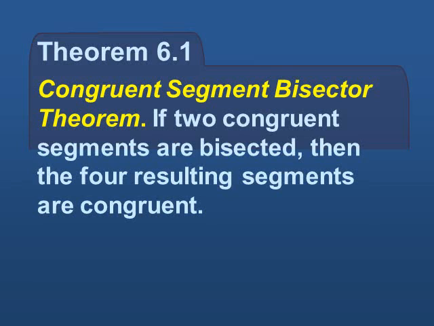Okay, so here's our first theorem we need to talk about. There is a proof for this in your textbook as well. It's called the congruent segment bisector theorem. If two congruent segments are bisected, then the four resulting segments are congruent. Okay, so think about that for a second. A picture would be two segments, and then they're bisected, so now you have four segments. And they're all going to be congruent because those segments started off being congruent.